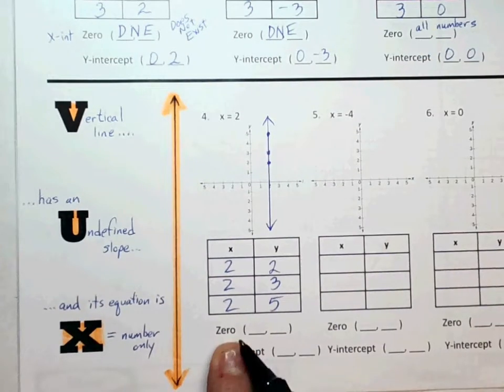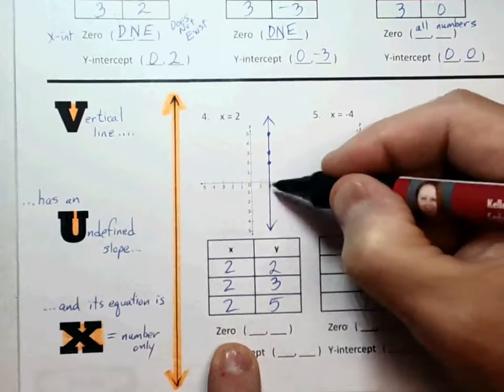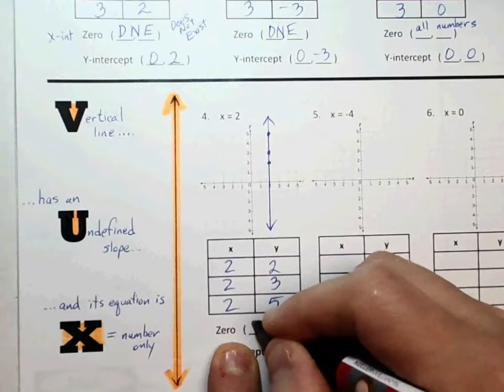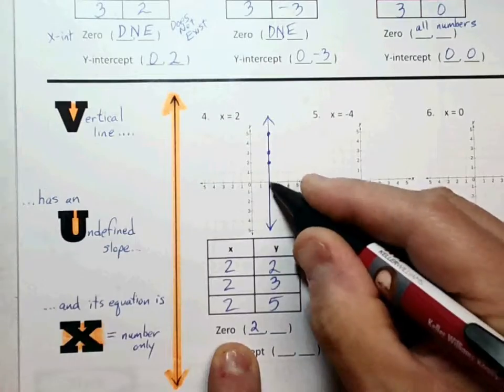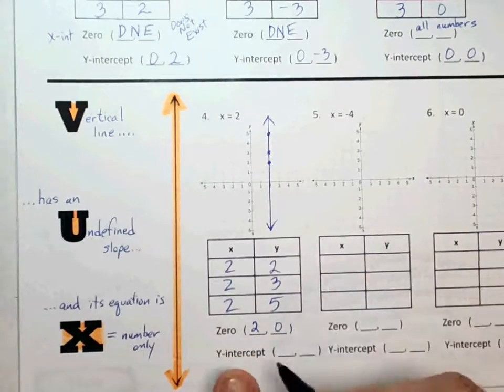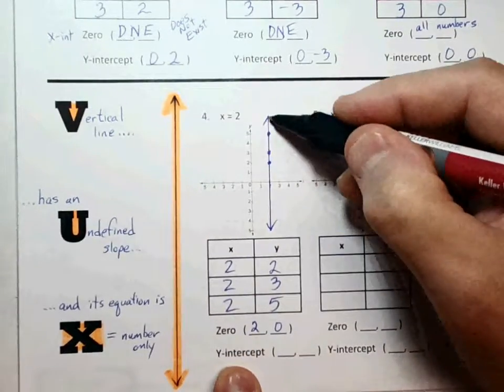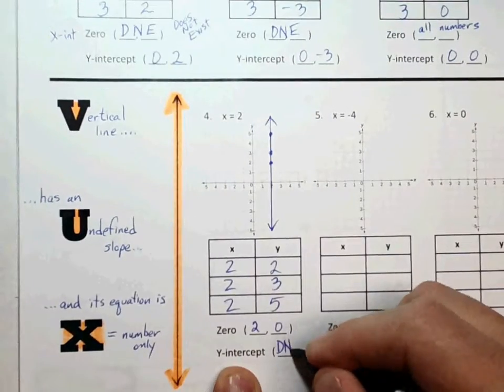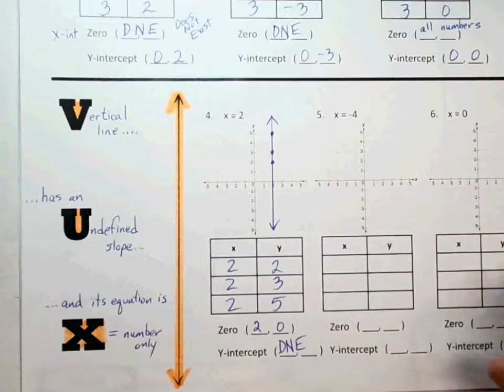Do I have an x-intercept? Do I have a 0? Yes, I do. I cross the x-axis at 2. So that would be 2, comma, 0. Do I have a y-intercept? Does this vertical line touch the y-axis? No. DNE, does not exist.